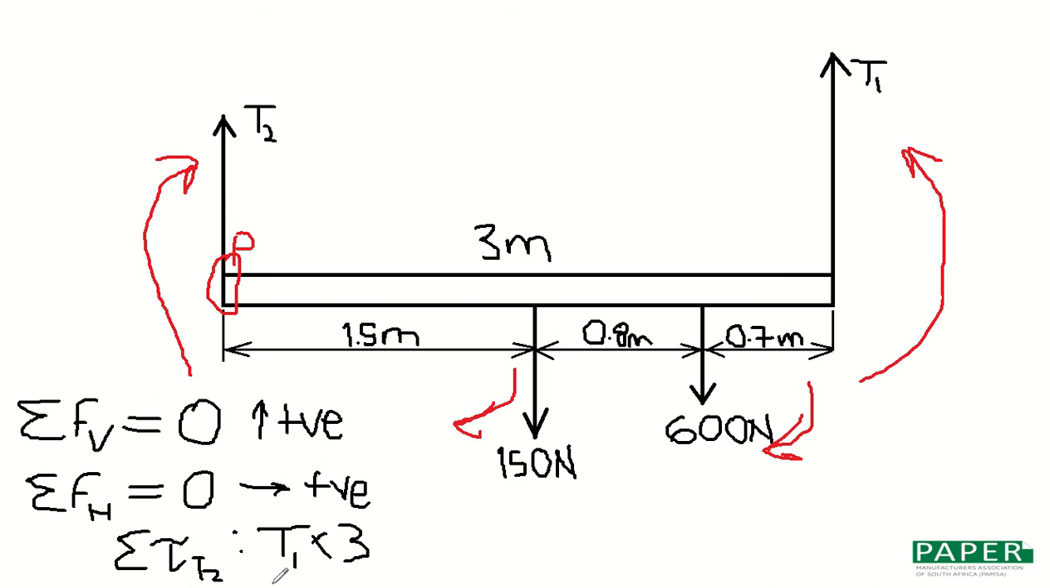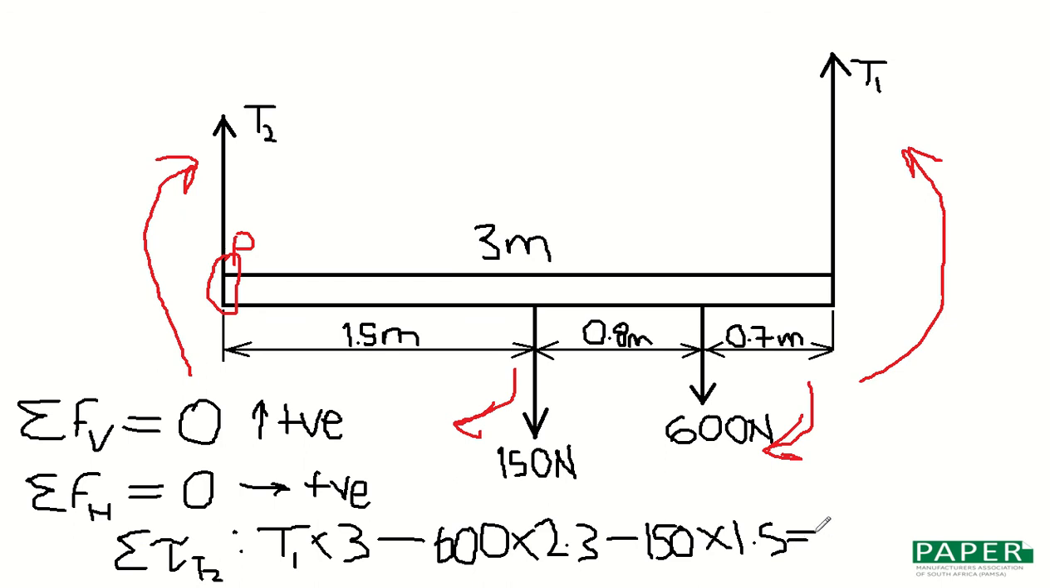So now we would have minus 600 times, this distance would be 2.3, minus 150 times, this distance is 1.5, is equal to 0. And this way we can see we only have one unknown, which is T1 here.